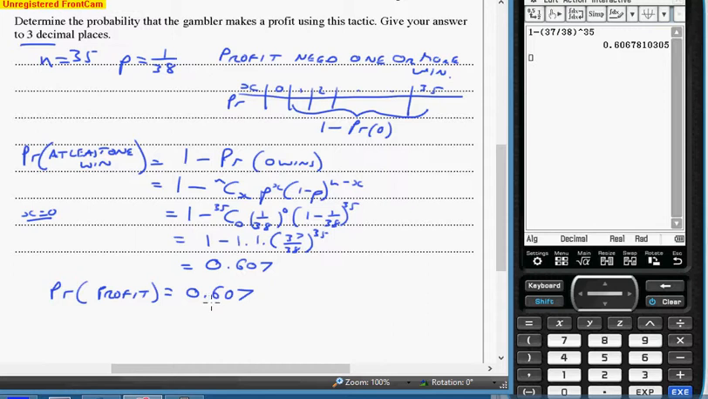You needed to recognise it was a binomial distribution, and you needed to use that the probability of at least one win is 1 minus the probability of no wins, and that's that.